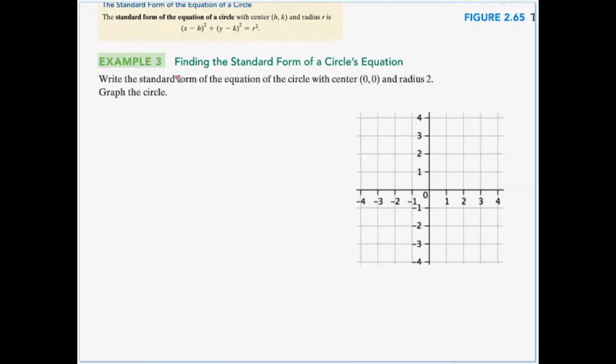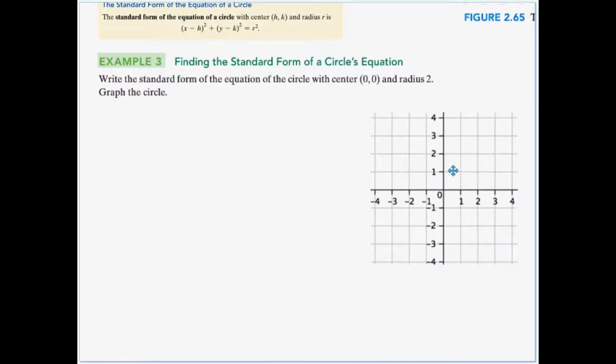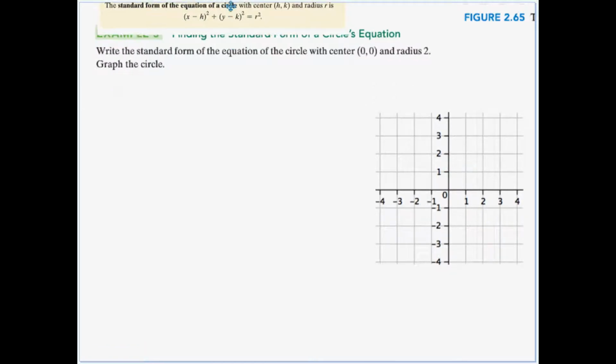Alrighty. So this last example, we're going to do a lot more with circles in the next lesson. For now, we're going to stick to a very basic circle that is centered at the origin (0, 0). So write the standard form of the equation of a circle centered at (0, 0) with a radius of 2, and then we're going to graph it.